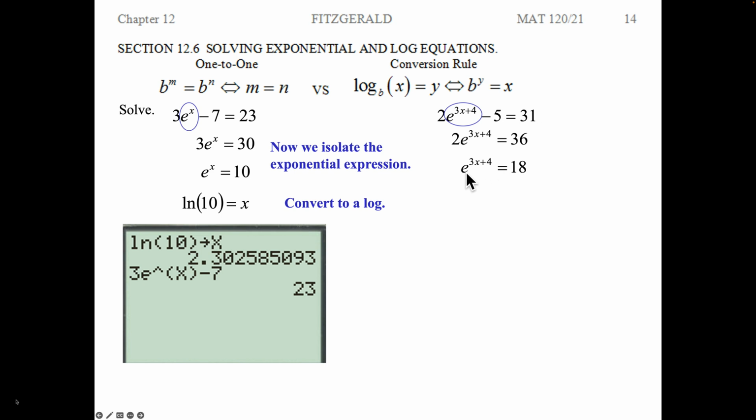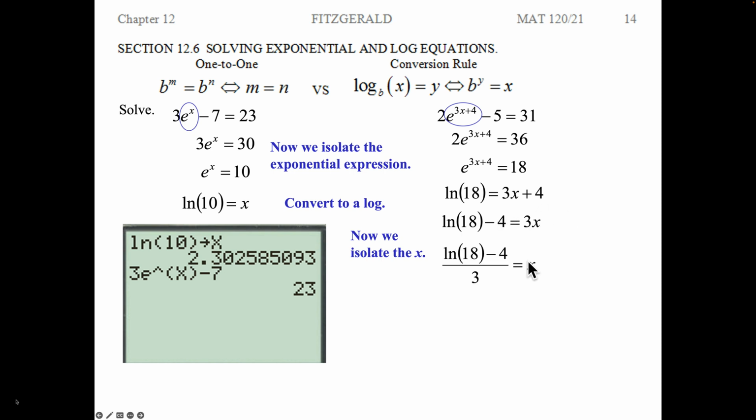Now that the exponential function is by itself, I can convert it to a log. So this will be just like we had over here. Natural log of 18 equals 3x plus 4, you go on the other side of the equal sign. And now we solve for x. We'll subtract over the 4. Can't combine it with the 18 on the inside, just leave it on the outside. Divide by 3, there's my x.